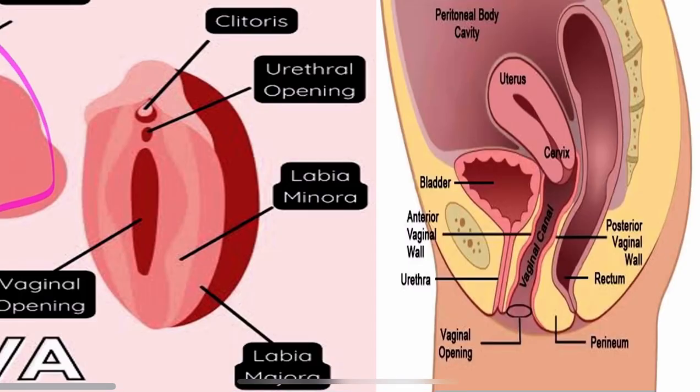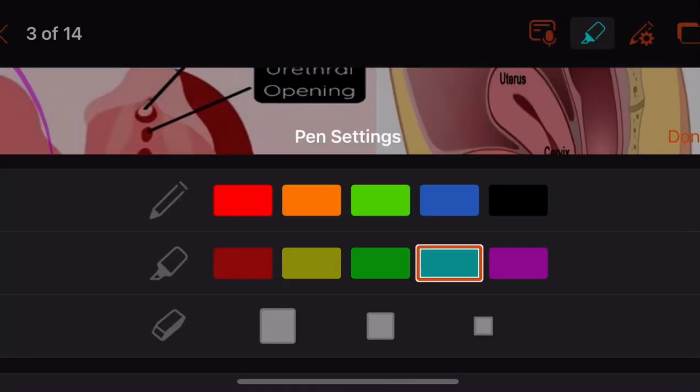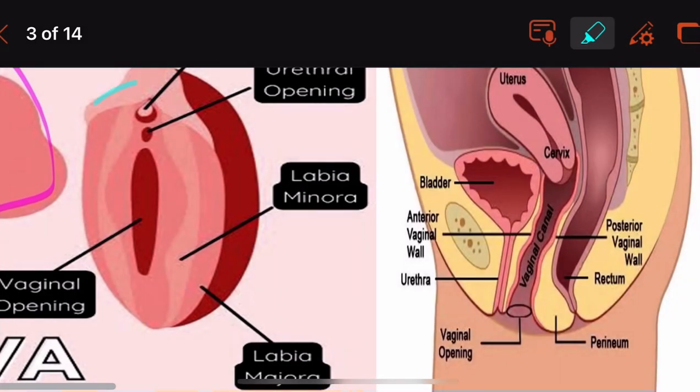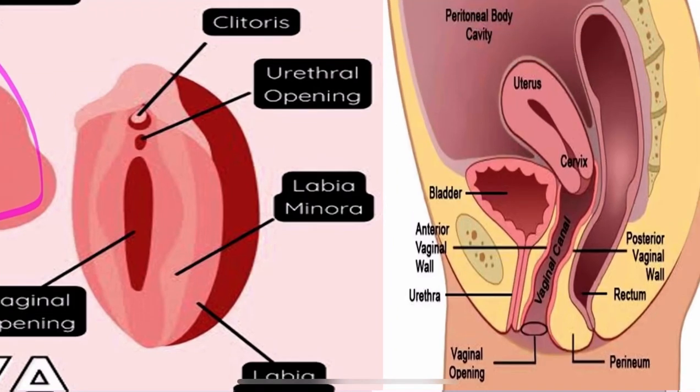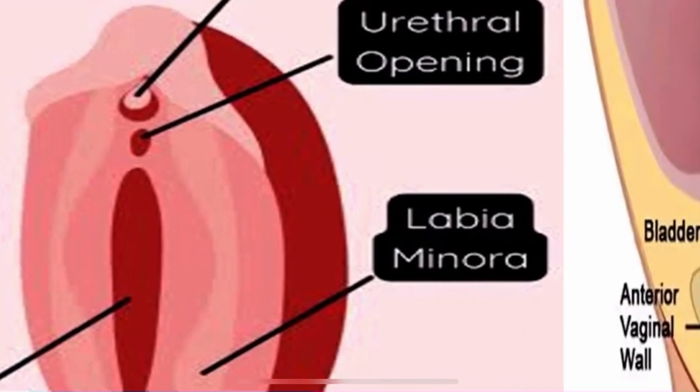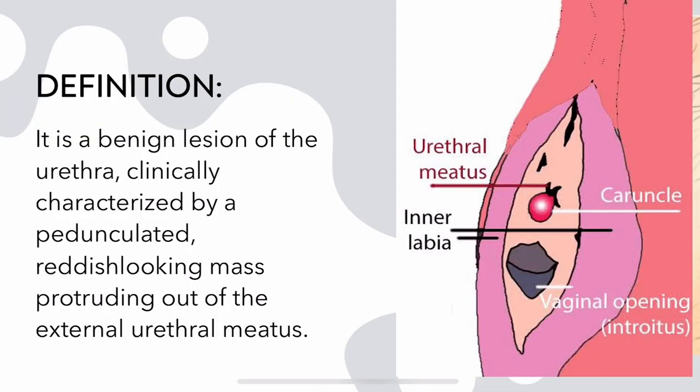Before understanding urethral caruncle, you need to know the anatomy. This is the external genitalia, this is the vaginal opening, and this is the urethral opening. We have the urethra here, and this is the external urethral meatus, and posteriorly we have the vagina. This is the clitoris, and below the clitoris there is the urethral opening.